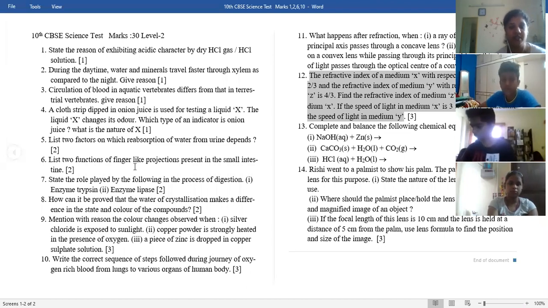Because we don't have the object height, therefore we have to write the magnification. We have to calculate the magnification.